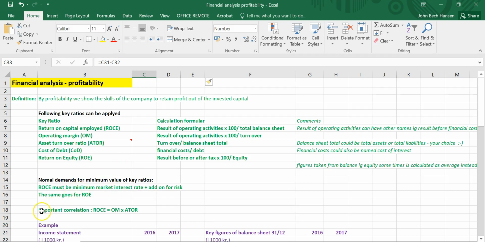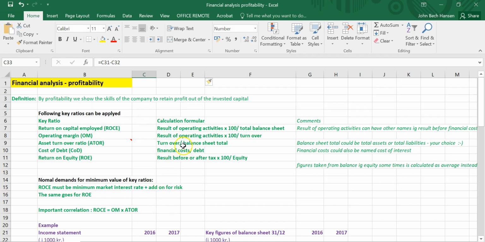Okay. There is one important correlation that you should know when we explain the return on capital employed. The return on capital employed equals the operating margin and the asset turnover ratio multiplied. I can show you later in the video.